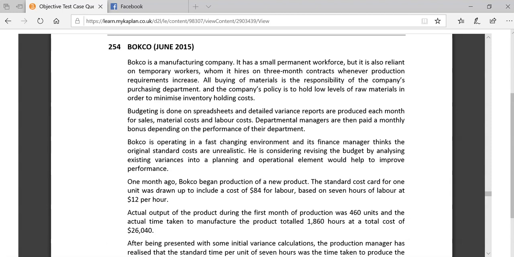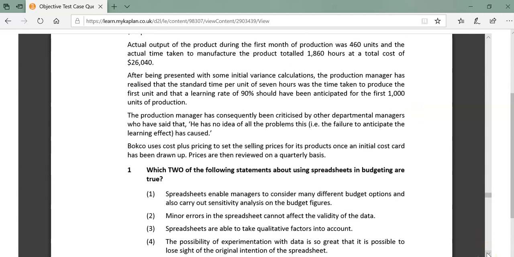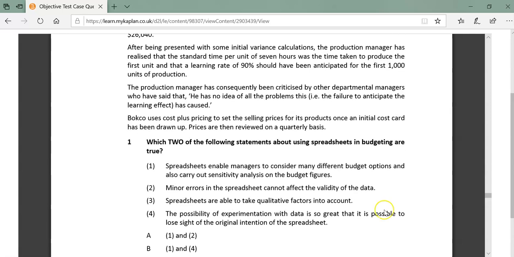Okay, right, 254. I'm sure you've read this, and again I'll focus on the numbers, but in terms of reading the theory, they're talking about spreadsheets and that sort of thing. So let's get through the first question. Which two of the following statements regarding spreadsheets in budgeting are correct?